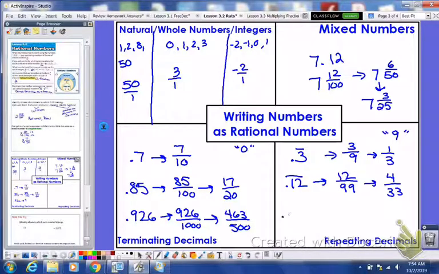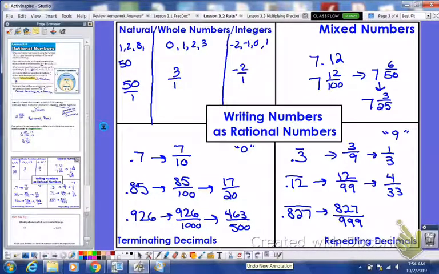If we said 0.827 all repeating, now I have 3 digits, so that is 827 over 999. Which actually does not reduce. So take away that arrow. And we will talk about how we can quickly reduce on our calculators in class.